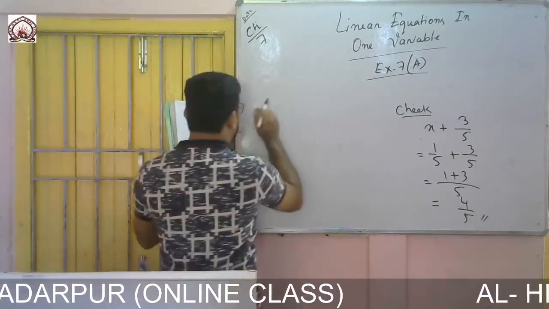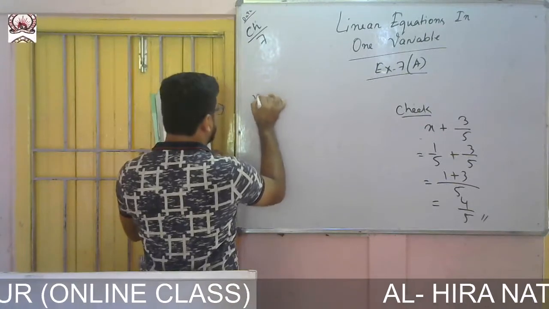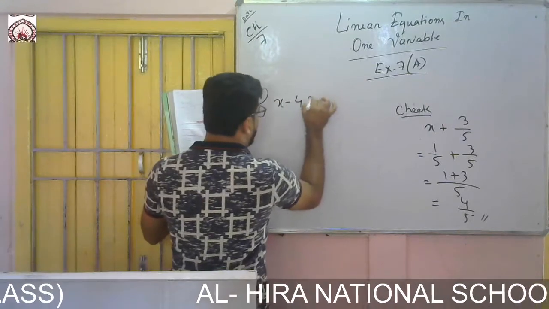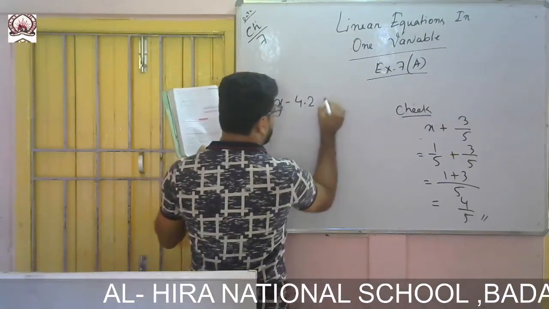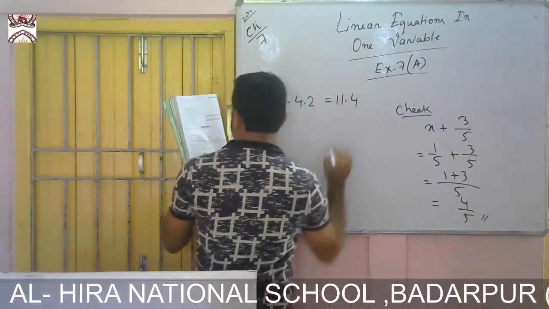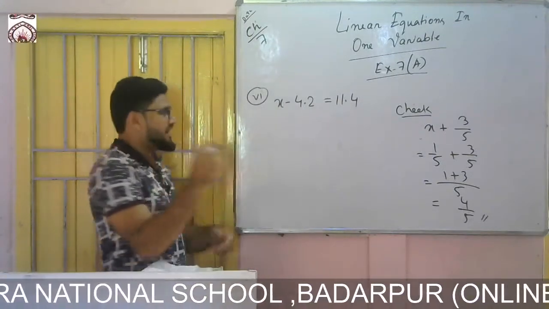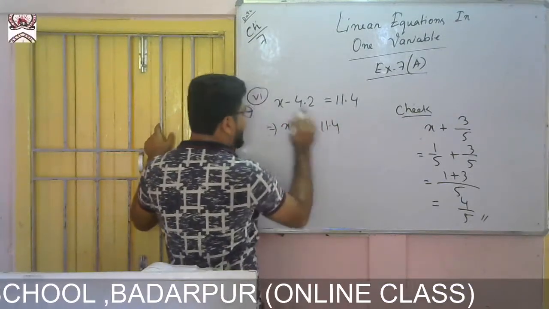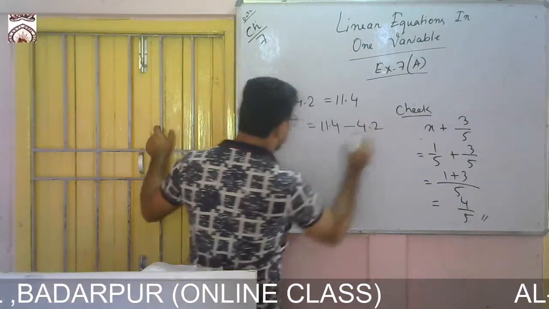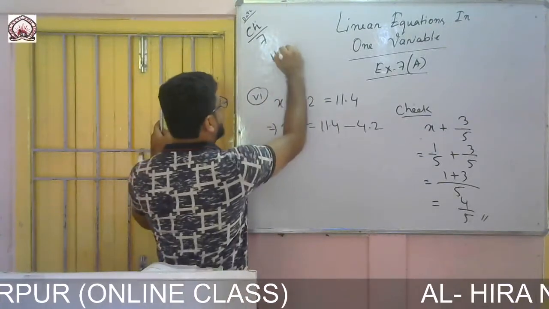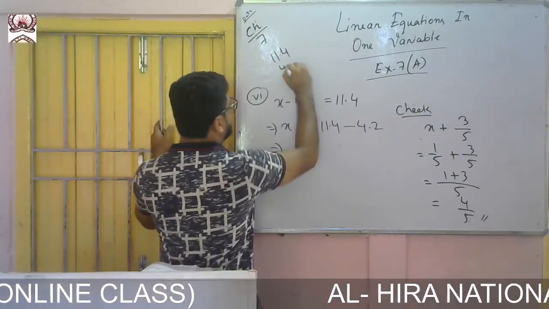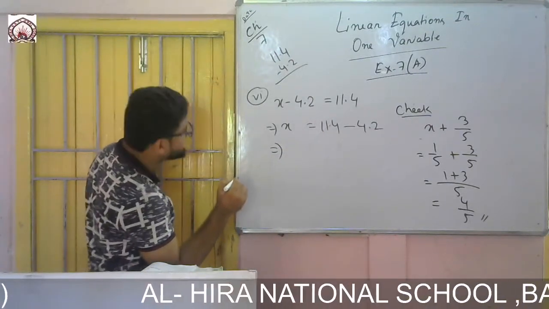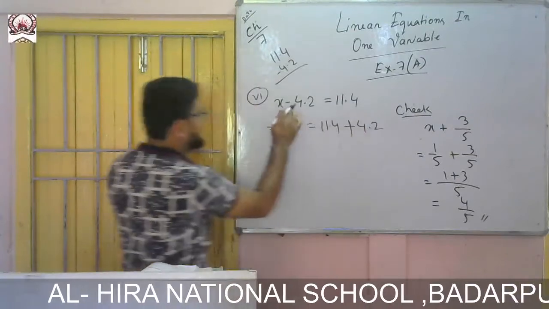See question number 6, what is there? X minus 4.2 equals 11.4. Okay. So by transposition you transfer: x equals 11.4, this minus 4.2. Now find 11.4 and 4.2, subtract it. Sorry, here it will become plus, here it is minus.